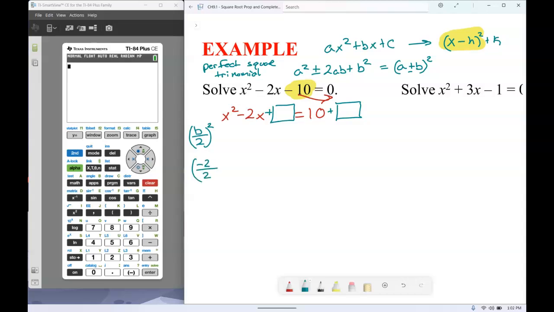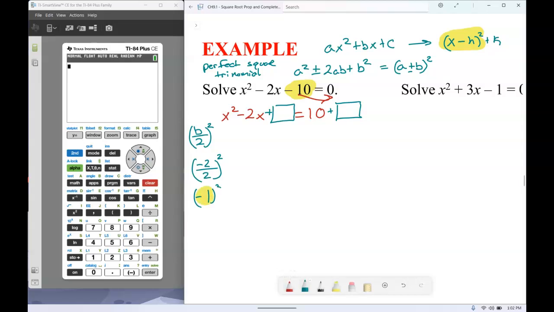Doesn't make a huge difference in the end, but I'll show you something in a little bit. Okay, so I have negative 2 over 2 squared. What's negative 2 over 2? Negative 1. That negative 1 is very important. We'll come back to it.